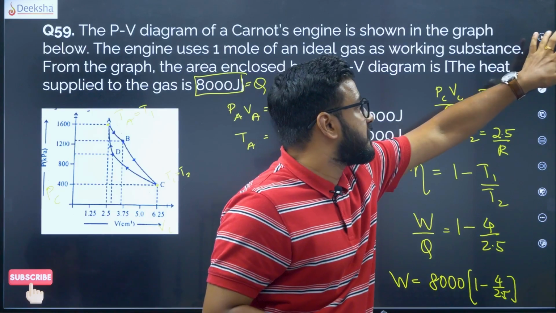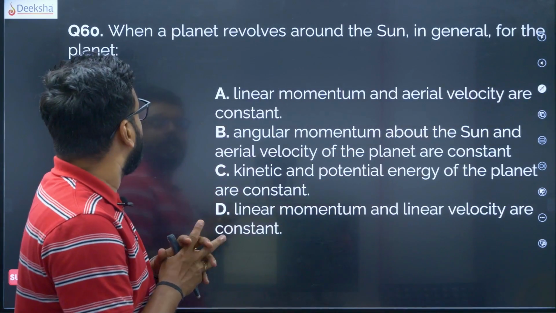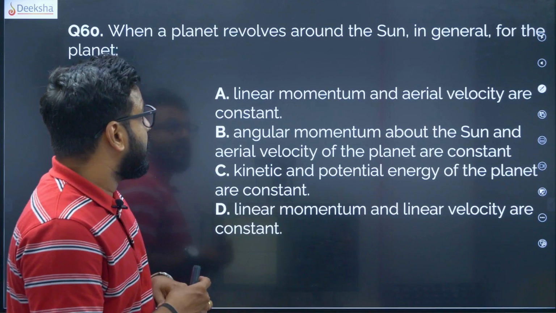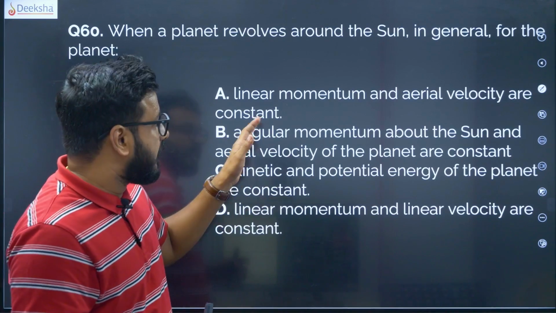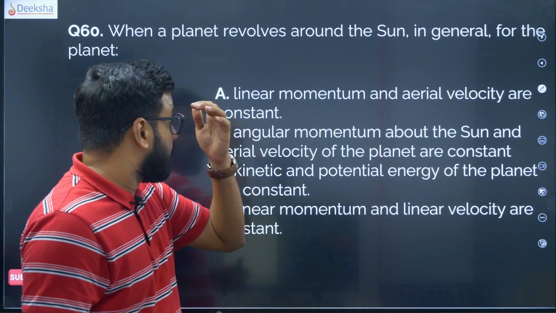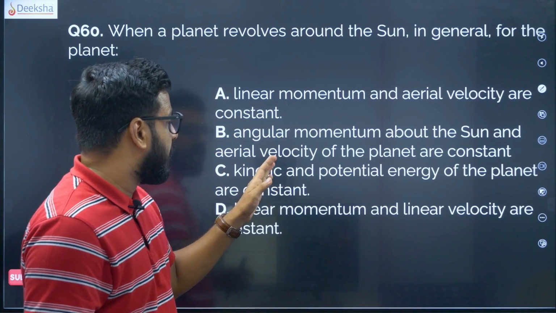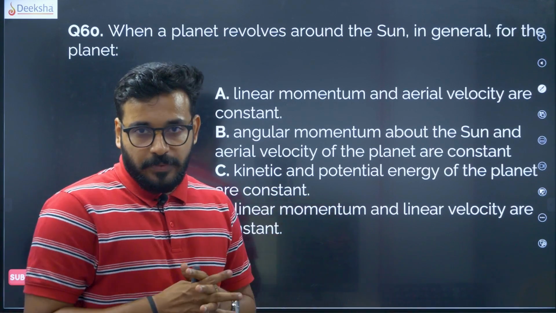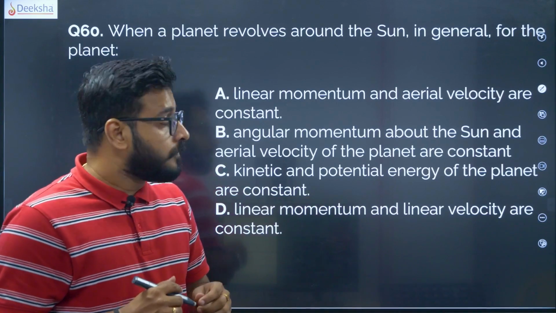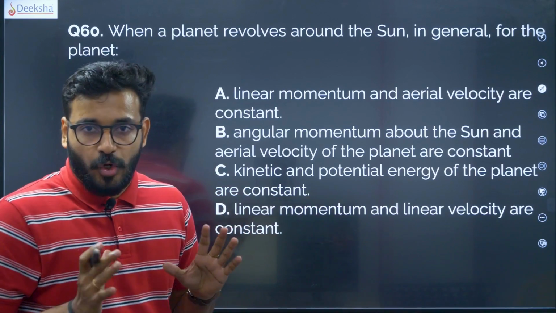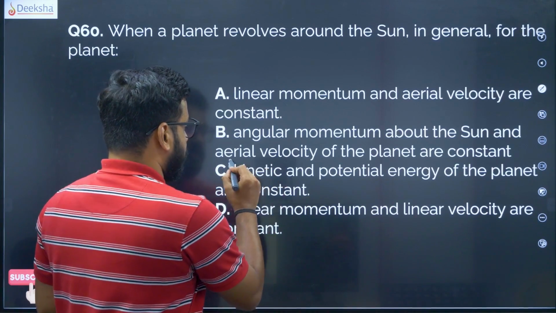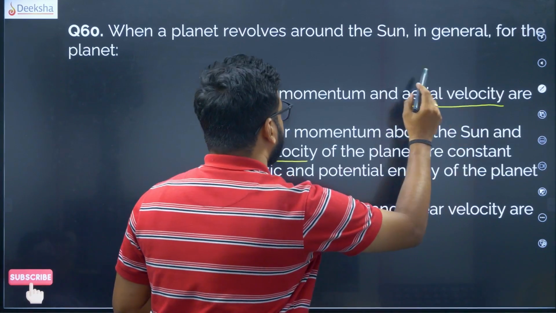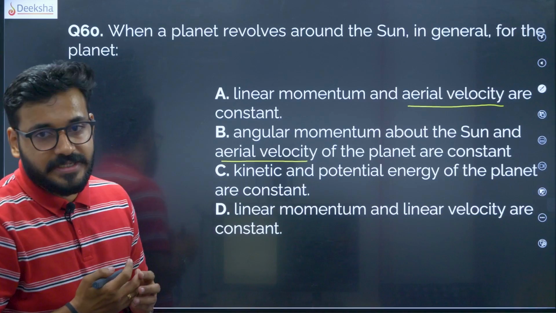Let's go to the last question of our discussion, 60th question. When a planet revolves around the sun, in general, for the planet, what is constant? Linear momentum, aerial velocity, angular momentum and aerial velocity, kinetic and potential energy, linear momentum, linear velocity. Now according to Kepler's second law, aerial velocity is constant. Okay, so wherever you see aerial velocity, it's actually the correct answer. Aerial velocity is constant. So we have option A and B where the aerial velocity is constant.